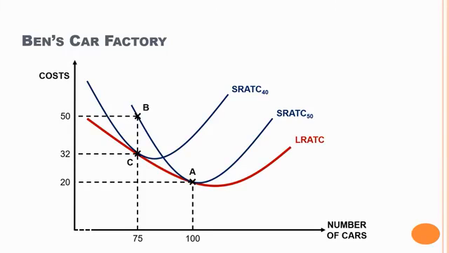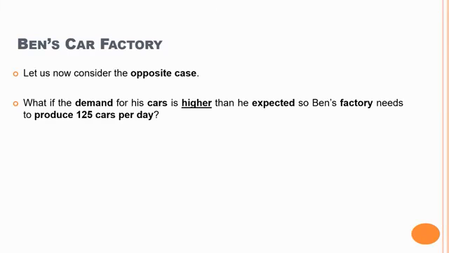Simply because when I move from B to C, I restore the optimal input mix to workers per one machine. Okay, I hope you get it now. Let's just do the other way around, just to wrap our head around this concept. So previously Ben was too optimistic initially, and eventually he realized that he didn't need to produce 100 cars but 75 cars. What if it's the opposite?